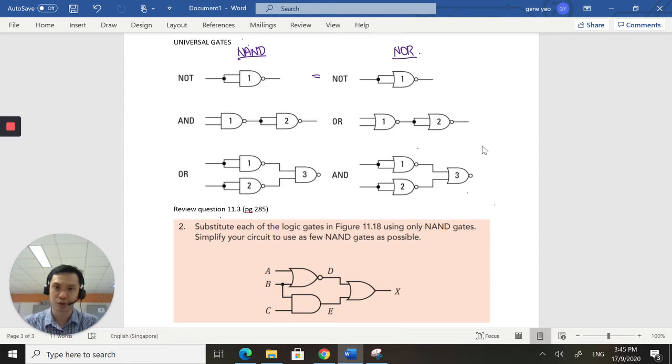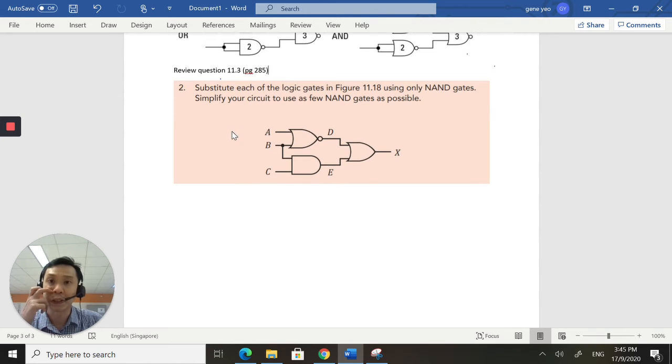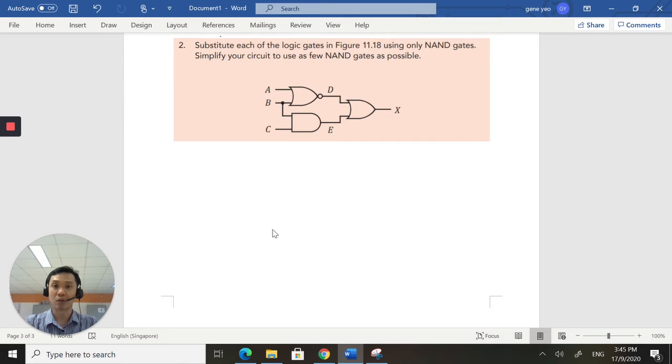Okay, I'm going to show you an example now. This can be found in page 285 of your textbook. This is review question 11.3. So the question is, substitute each of these gates using only NAND gates, yeah? And I want to simplify to as few NAND gates as possible. So this is what I have to do. I have to work out one by one.